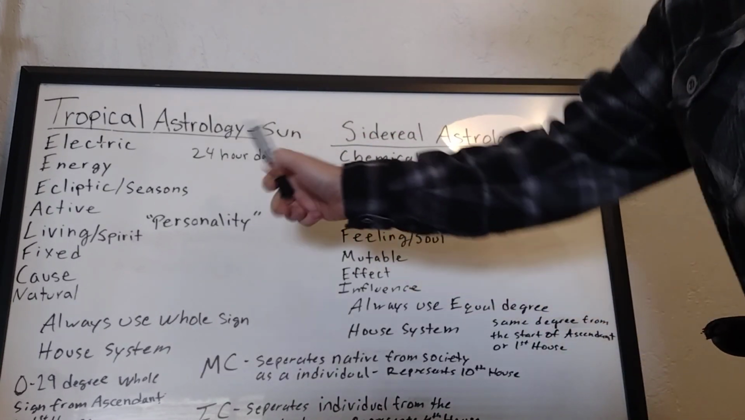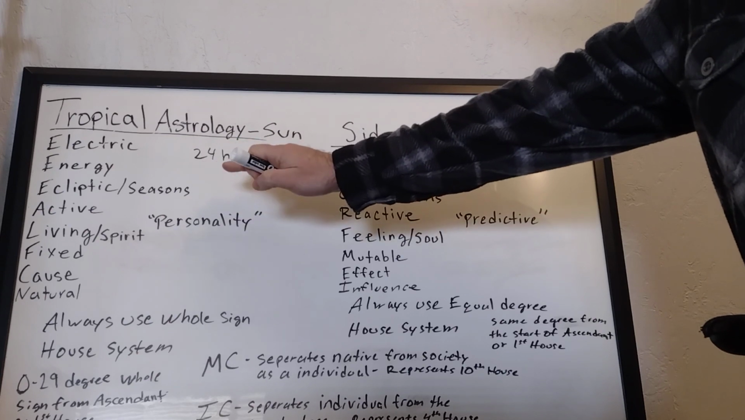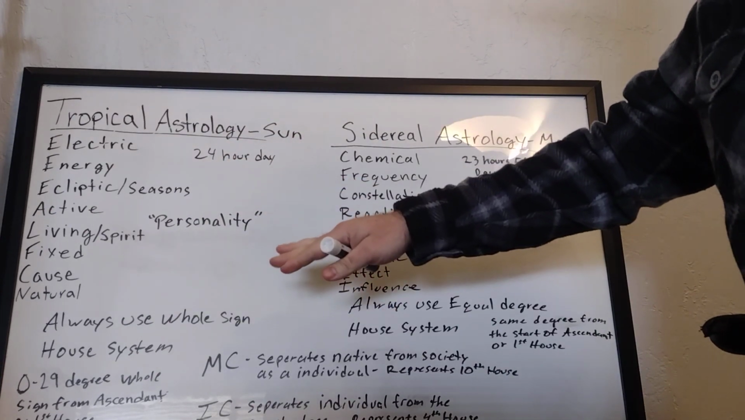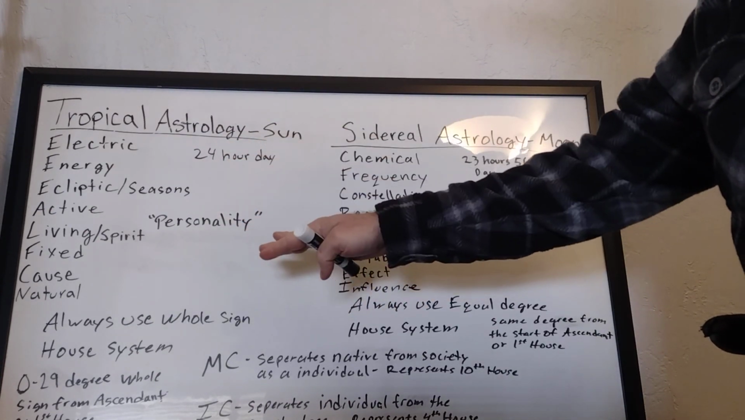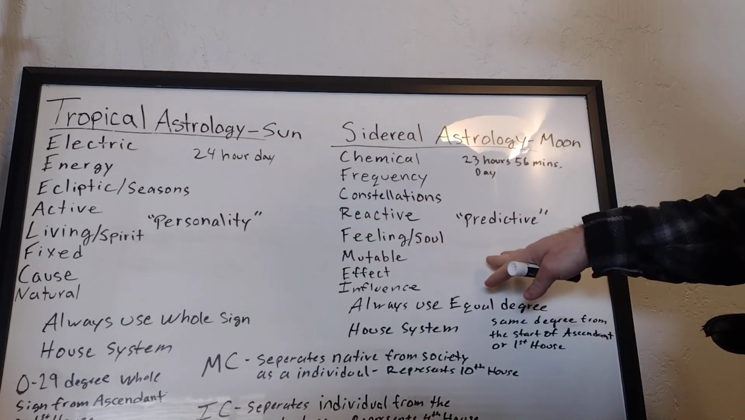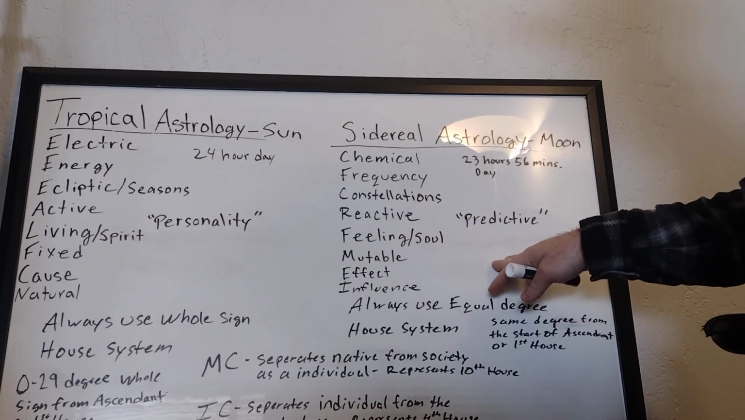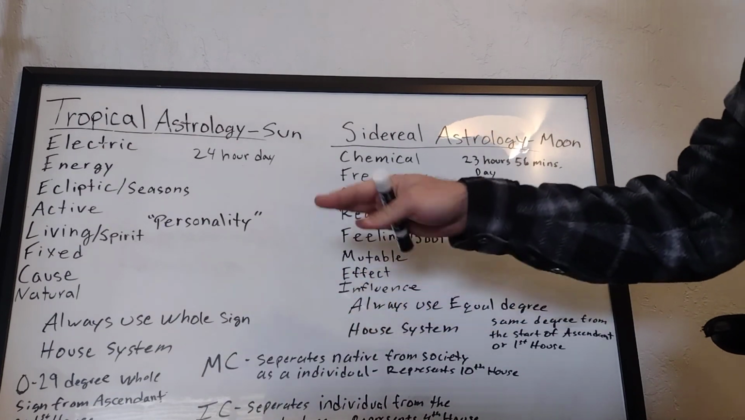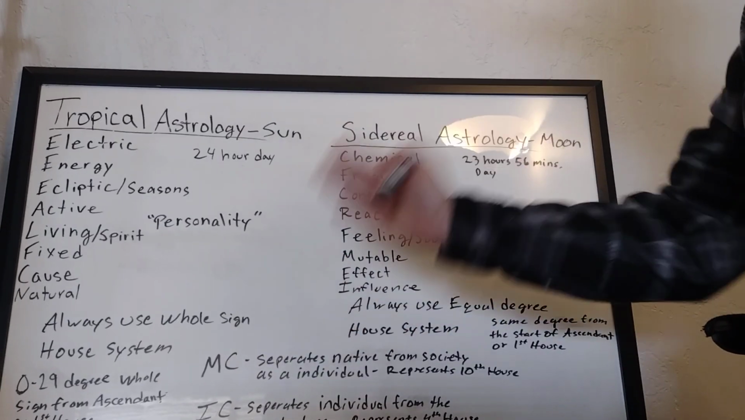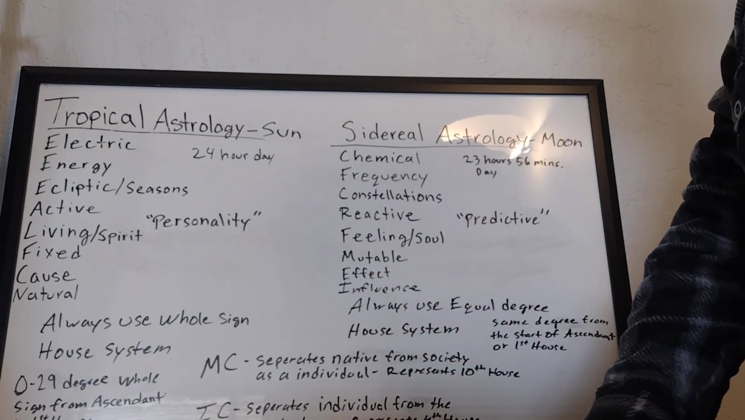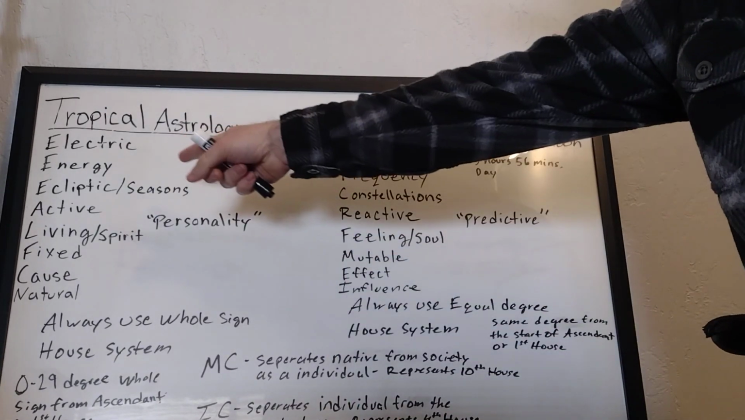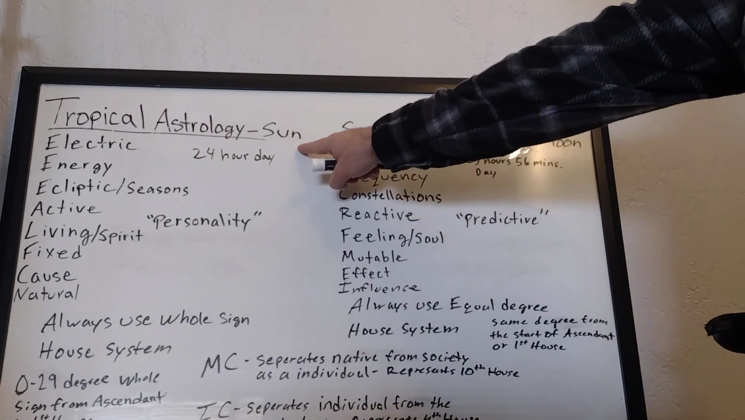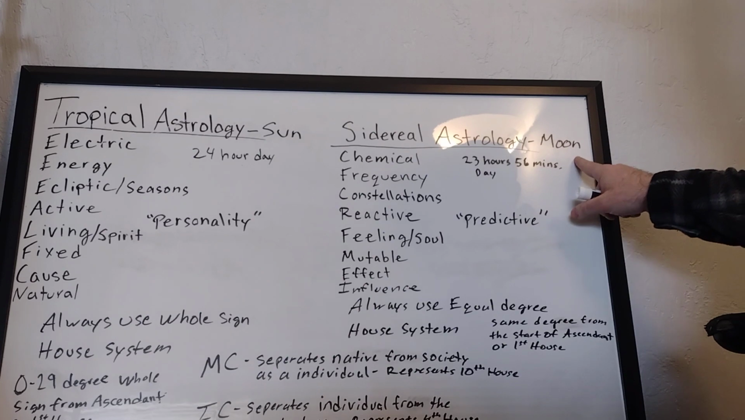Anyway, one thing to know is that there's actual differences. A lot of people have a problem with what system to use, how it's functioning, what's better. There are two different systems. Tropical is a sun-based system, and the sidereal astrology is a moon-based system.